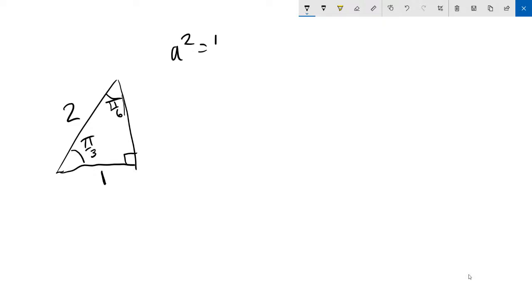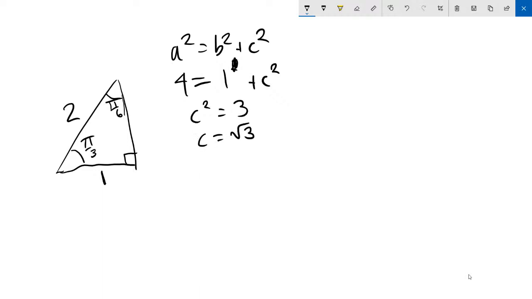So then again, we use the Pythagorean identity. So we have 4 is equal to 1 plus c squared. C squared is equal to 3. C is equal to square root of 3. And yep, that's it. That's your triangle right over there.